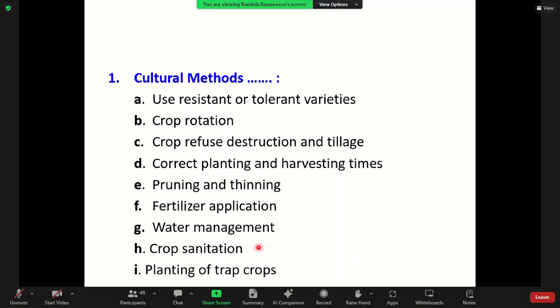So this is a brief summary of the discussion on plant diseases. We will have to wind up the session at present with that point.